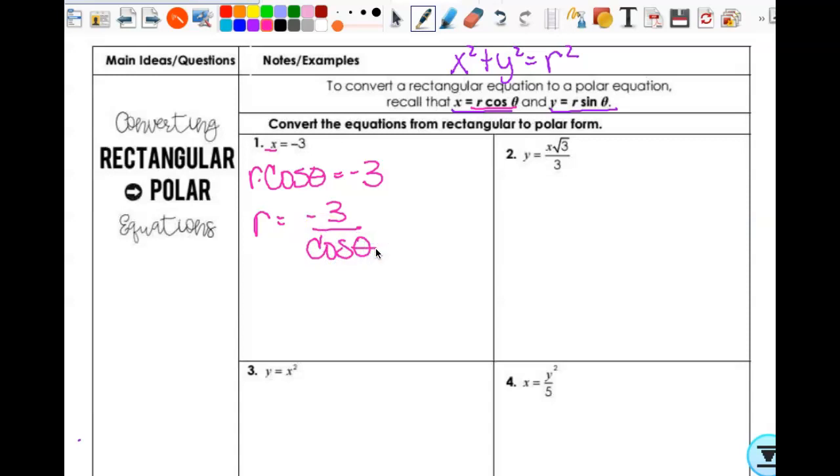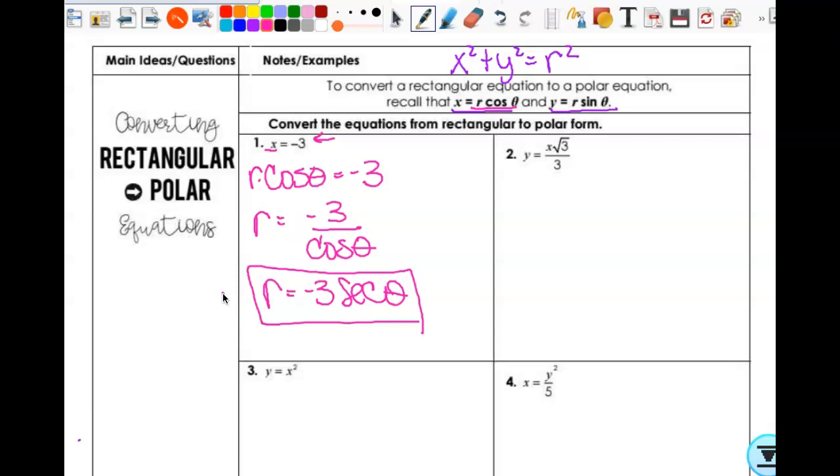What's the reciprocal of cosine? Secant. So I get r equals -3 secant theta. And that's why, so we know that this is a vertical line in our rectangular coordinate system. This is also a vertical line in the polar coordinate system, would graph the exact same line. Okay, that's where it comes from.